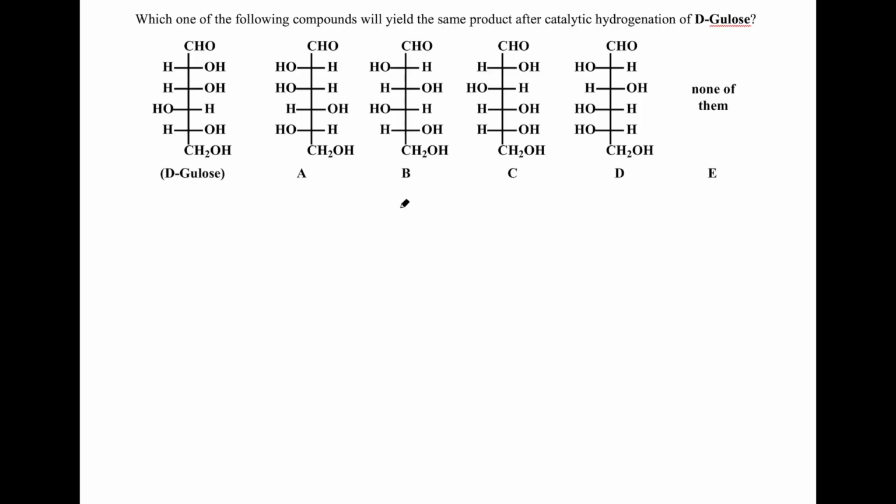For this example, we're looking for the compound that will yield the exact same product after catalytic hydrogenation of D-glucose. Okay? So in this example, the D-glucose structure is given, as will be all examples on the exam. What does catalytic hydrogenation mean? That just means reduction. Right? So reduction, essentially we could use 2 different reducing agents. Right? We could use H2 and platinum, or essentially the sodium borohydride in the water. Okay? Both of those would reduce the aldehyde to the primary alcohol.